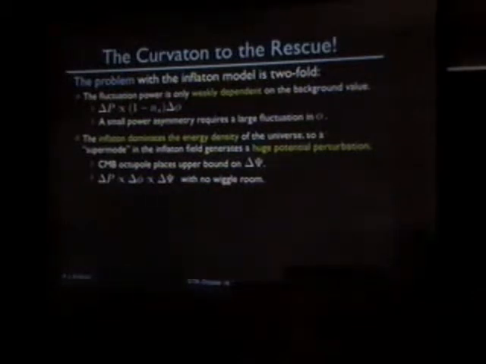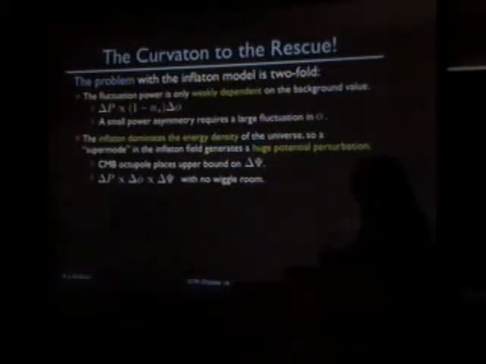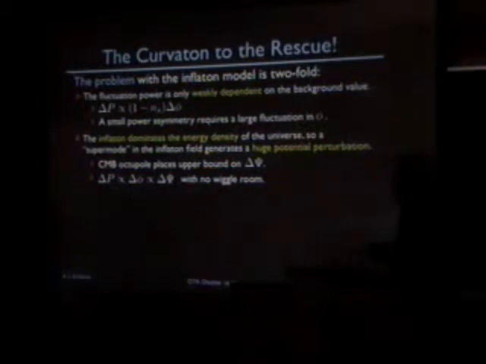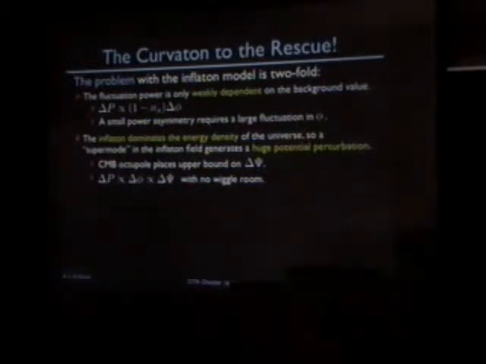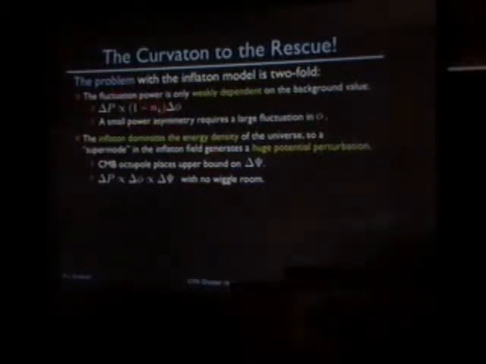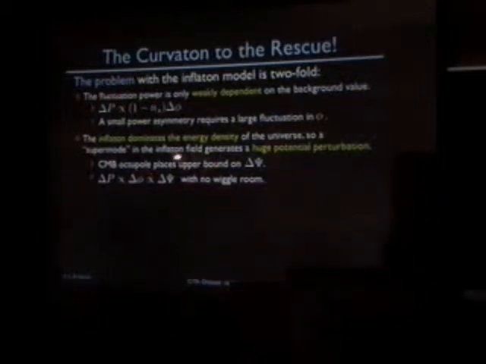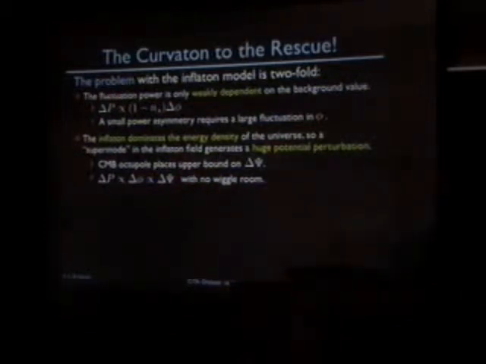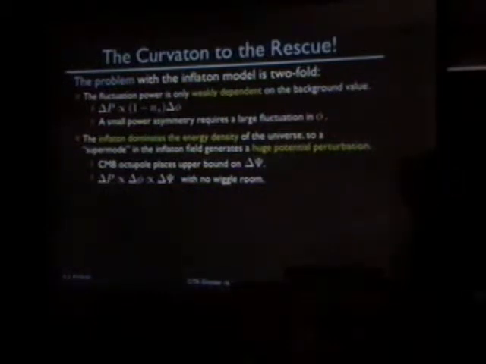And what the Curvaton helps us with is that the problem with the inflaton model kind of had two sides to it that were related. The fluctuation power was only very weakly dependent on the background value, so it was suppressed by this 1 minus n_s. And that meant that the small power asymmetry that we observed required a very, very large fluctuation in phi.